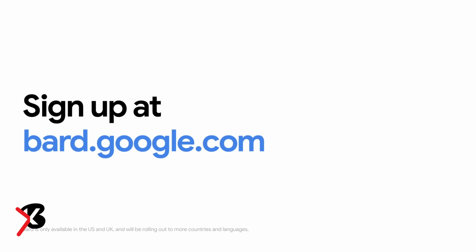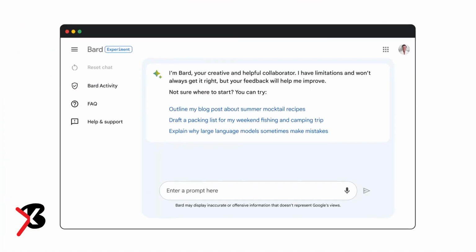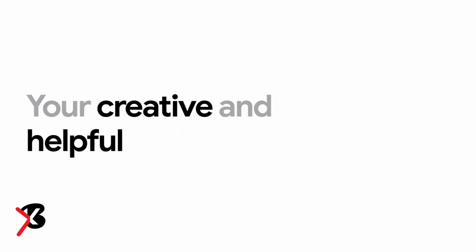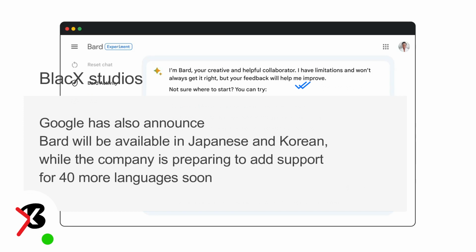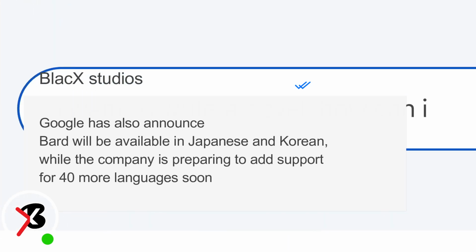Bard is now powered by Google's latest large language model. The switch to the PaLM 2 language model has enabled recent improvements in Bard, including coding capabilities, advanced math, reasoning skills, and more. Now let's go and talk about how to use Bard in India for free.